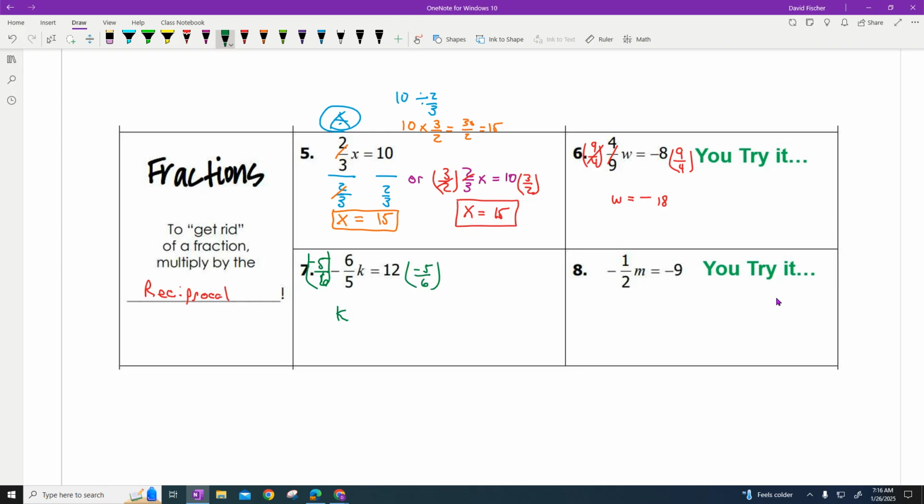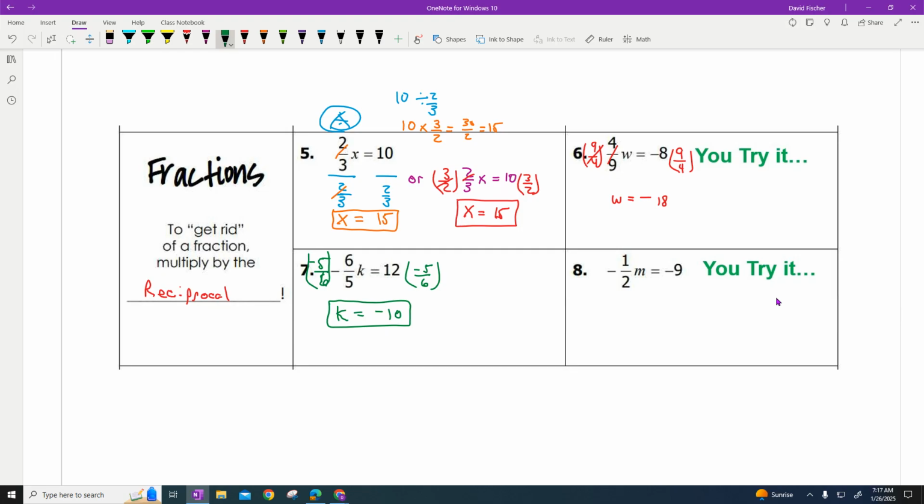So I'm going to show my work. 12 times negative 5/6. And do that on the calculator if you want to. But I know 12 times negative 5, first of all, I know it's going to be a negative because 12 positive times negative is a negative. And then I can do this. 12 times 5 is 60, and 60 divided by 6 is a negative 10. So I really didn't need my calculator there because I know my multiplication facts.